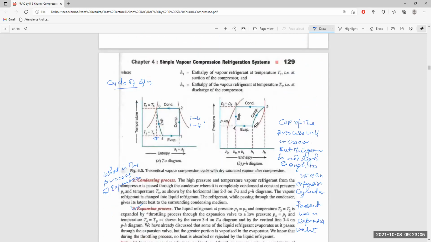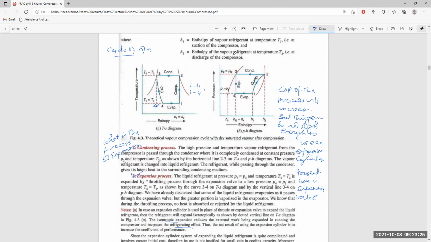The heat is being absorbed here. H1 is the heat content at point 1, and H4 is the heat content at point 4. This difference is the amount of heat absorbed from the surroundings at the time of the evaporator itself. That is the refrigerating effect.